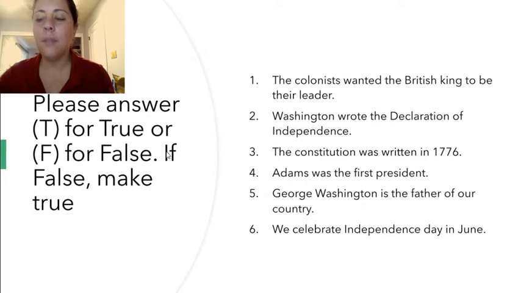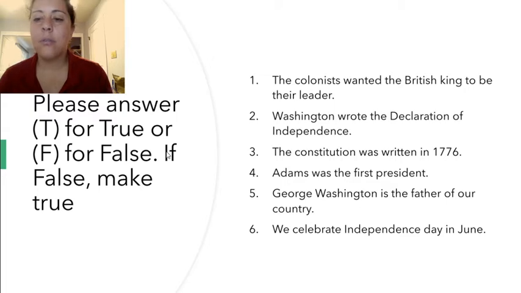Number 3. The Constitution was written in 1776. The answer is false. The Constitution was written in 1787. Or you can say the Declaration of Independence was written in 1776.